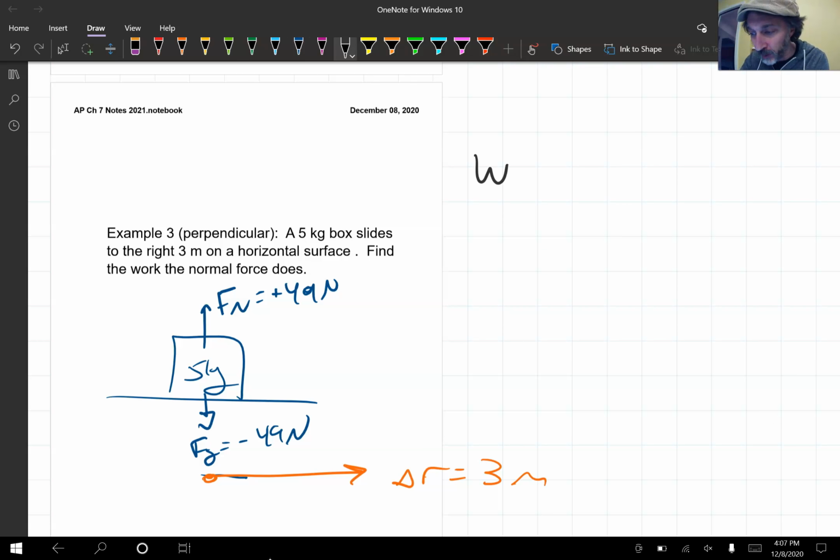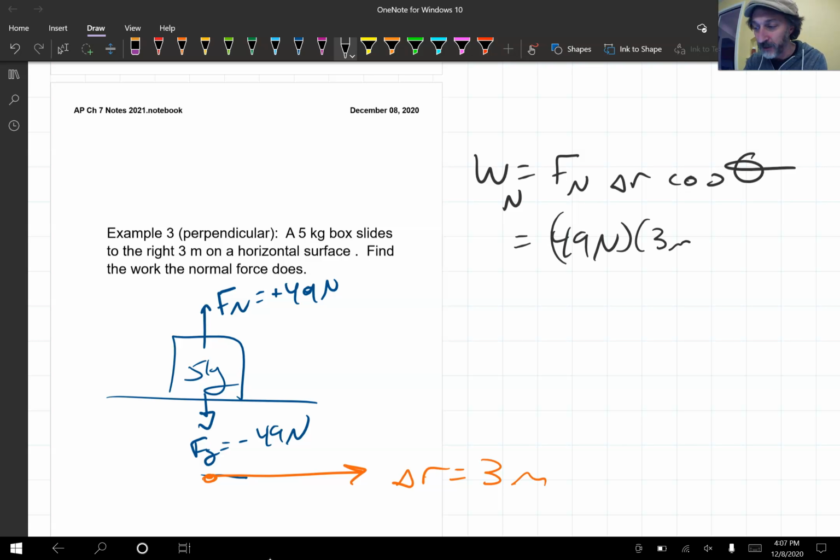Mathematically, it's this. The work of the normal force equals the force of the normal force times our displacement times the cosine of the angle between them. So I'm going to get 49 newtons worth of normal force, 3 meters worth of displacement, times the cosine of 90 degrees. Cosine of 90 is 0, so you're going to get 0. Okay? So anytime your force is perpendicular to your displacement, that force does not do work. Okay? That doesn't mean that other forces might not do work.